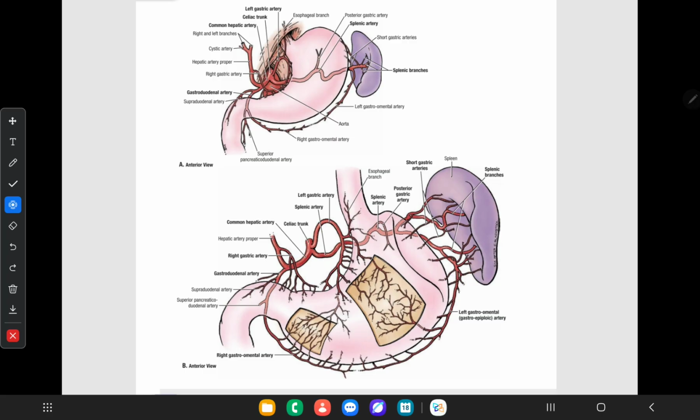The right gastroepiploic artery is also known as the right gastroomental artery. Actually, the right gastroepiploic artery goes towards the left side along the greater curvature of the stomach to anastomose with the left gastroepiploic artery, that means the left gastroomental artery, in the greater omentum.